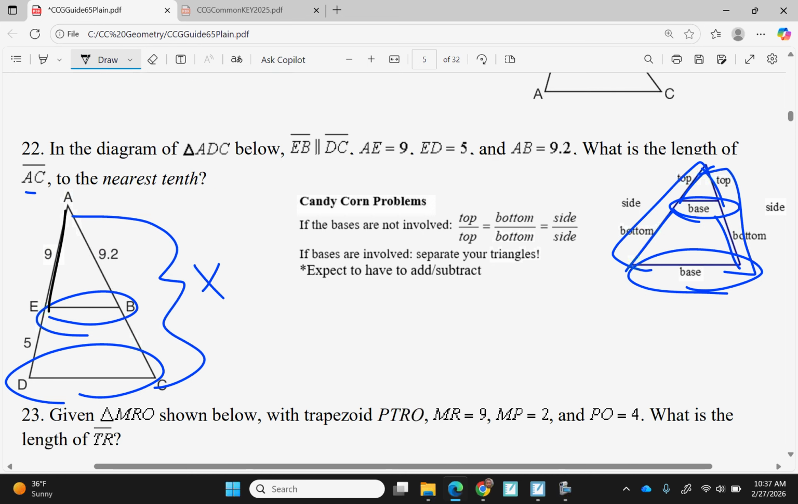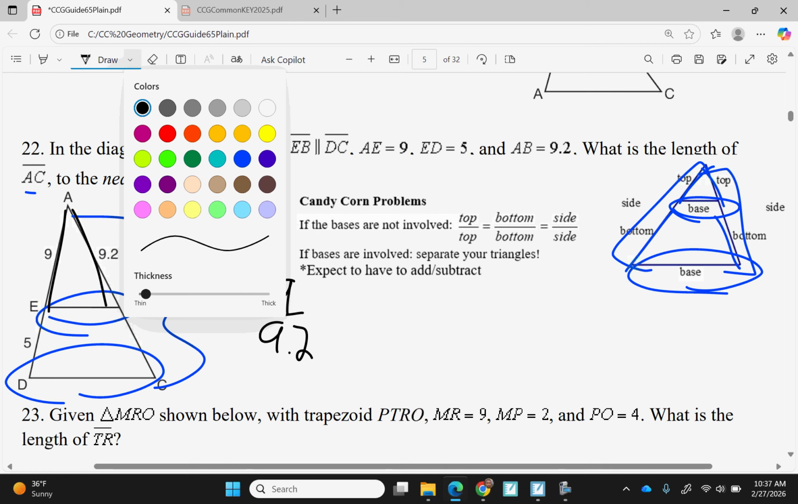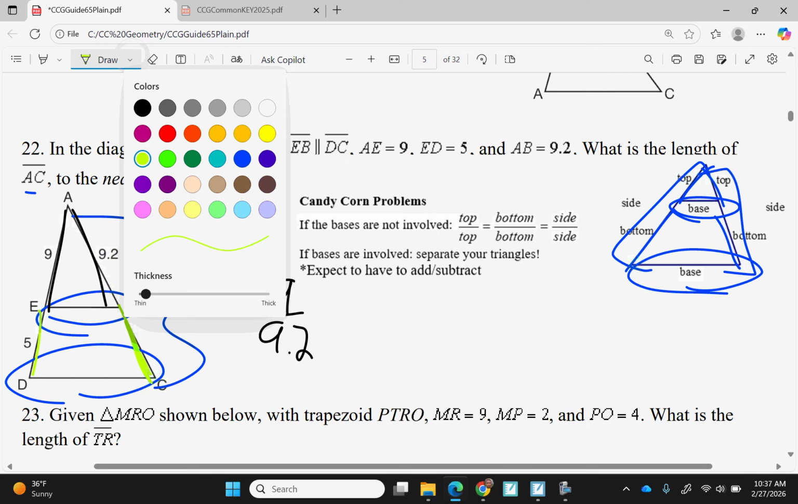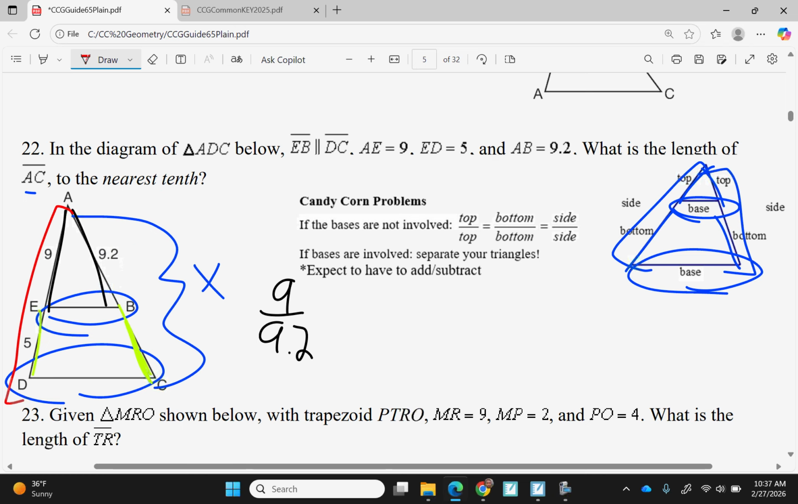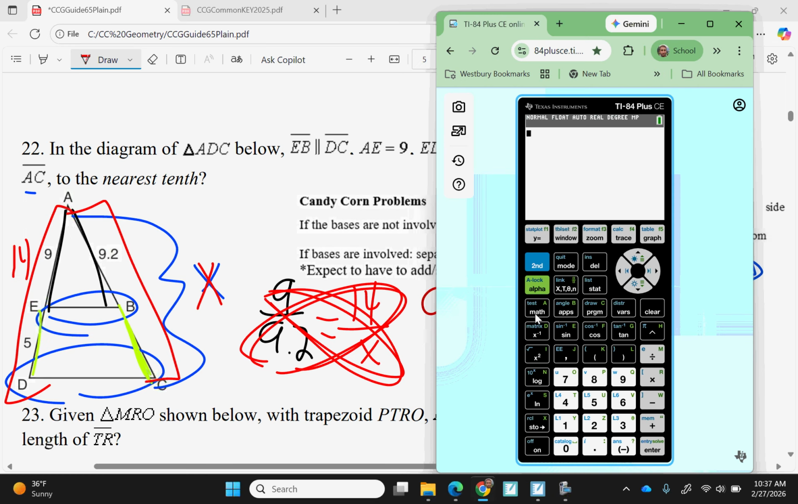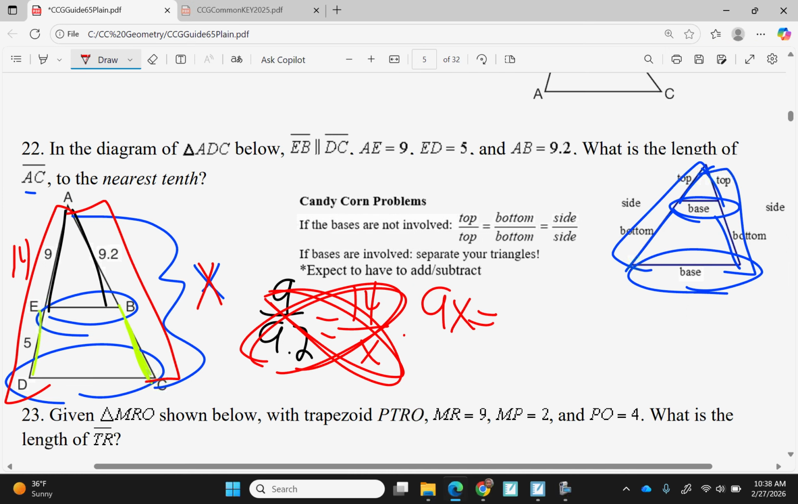Do I have both tops? Yes. So I put 9 over 9.2. Do I have both bottoms? No. This bottom is blank, so I'm not going to put the bottom over the bottom. Side over side. Do I have both full sides? Well, yes. This whole side is 9 plus 5, which is 14. This whole side is x, so I put my side over my side. From there, I cross multiply and solve. 9 times x is 9x. 9.2 times 14 is, time to go get a calculator, 9.2 times 14 is 128.8.